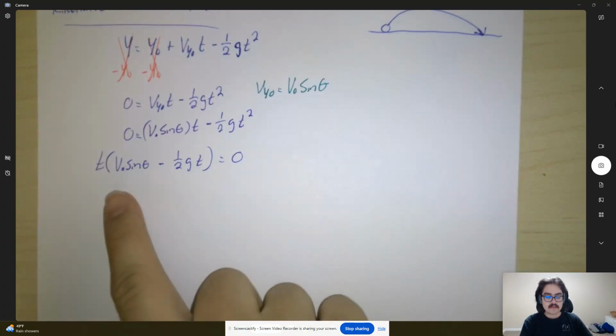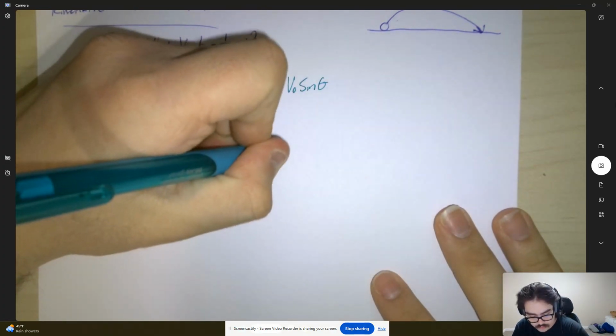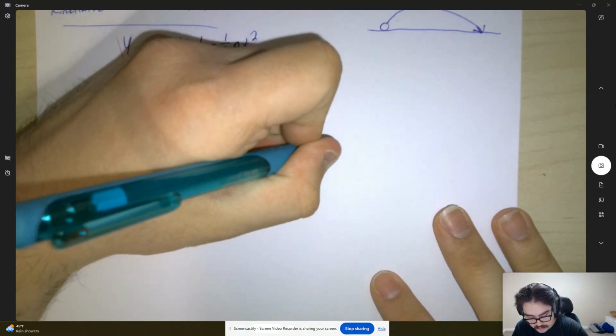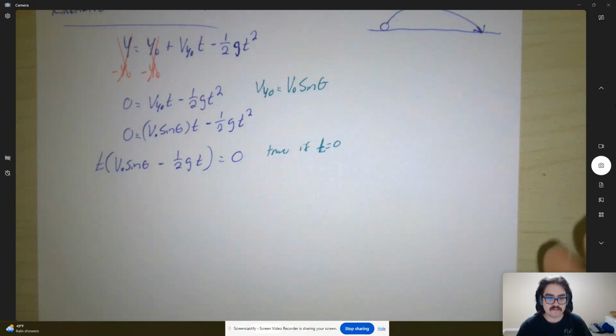I think t being equal to 0 is a given. So this is true if t is equal to 0, but the projectile's got to fly for some time, right? It's got to fly for some amount of time. Otherwise, it's not flying at all, and then why are we even solving it, right? The time of flight is 0.